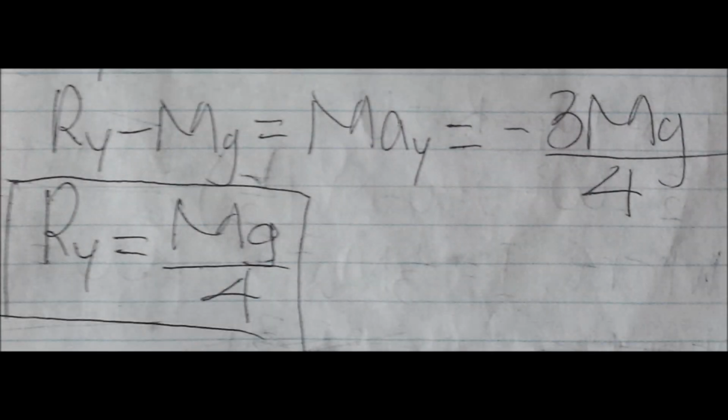For Part D, we need to use Newton's second law. R sub x is equal to m a sub x, which is equal to negative 3mg over 2. Then R sub y minus mg is equal to m a sub y, equal to negative 3mg over 4, using the equations you have learned from class. Therefore, solving for R y, it is equal to mg over 4.